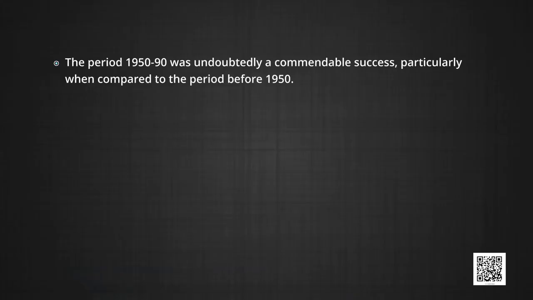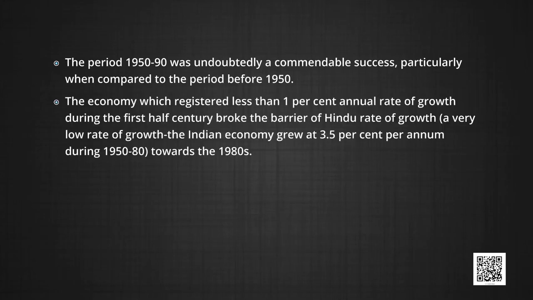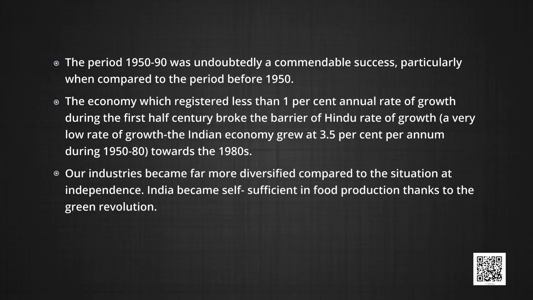The period 1950 to 1990 was undoubtedly a commendable success, particularly when compared to the period before 1950. The economy, which registered less than 1% annual rate of growth during the first half century, broke the barrier of Hindu rate of growth, which is a very low rate of growth. The Indian economy grew at 3.5% per annum during 1950 to 80, towards the 1980s. Our industries became far more diversified compared to the situation which was prevalent during independence. India became self-sufficient in food production thanks to the Green Revolution.